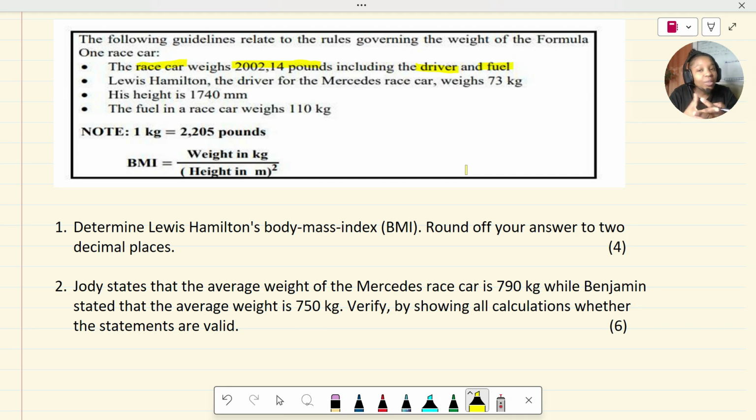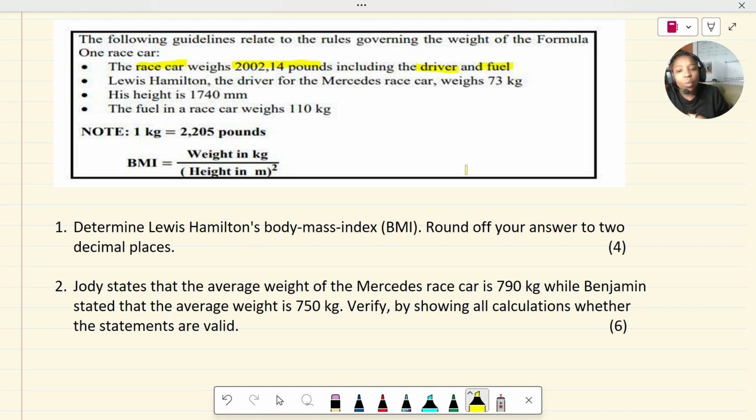Remember, I did mention that they will give you the formula for BMI. You just need to know how to work with it if you are asked to calculate weight or height. And remember, I've given you the tricks that you can use if you're given such a situation. So that's basically what's given to us there. Question 1 says determine Lewis Hamilton's body mass index. Round off your answer to 2 decimal places. Very easy question here, right?